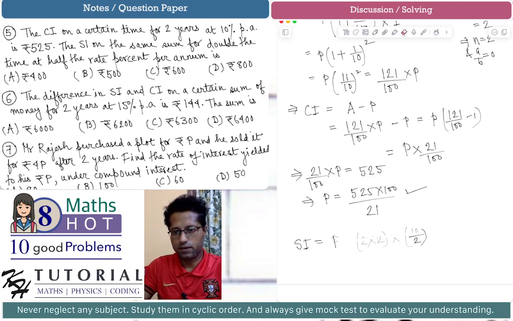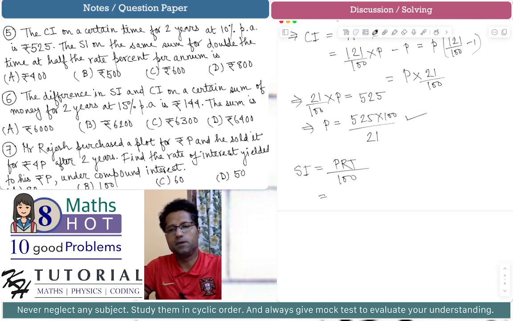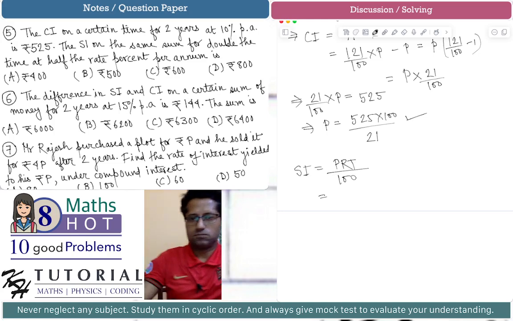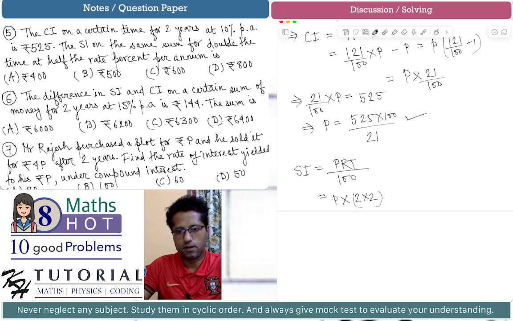So let me do it in a little bit clearer way. So simple interest is, we know, P R T by 100. This will be equal to P, which we have found. Now what is R? R is double the time, that is 2 into 2. This is R. And what is T?